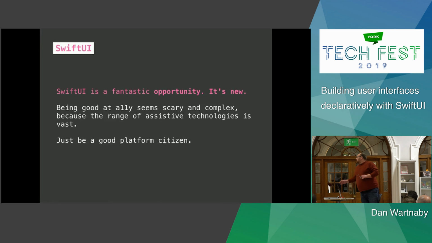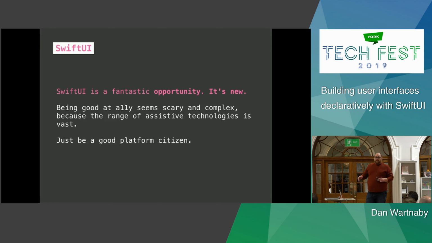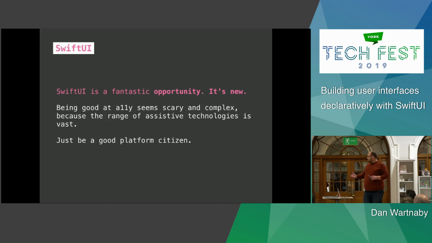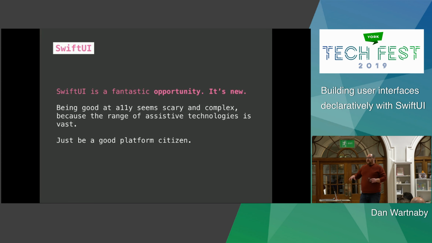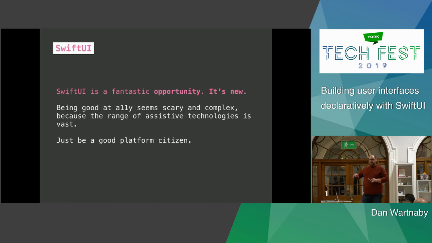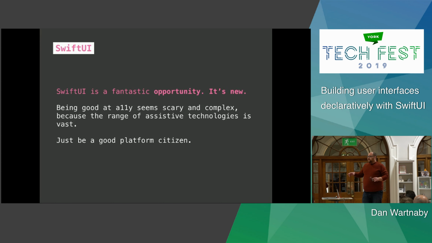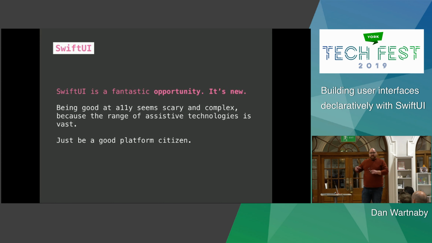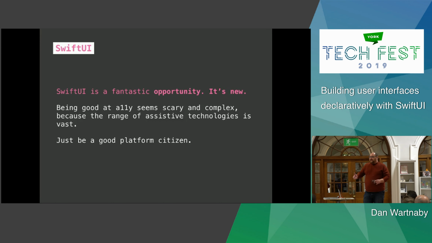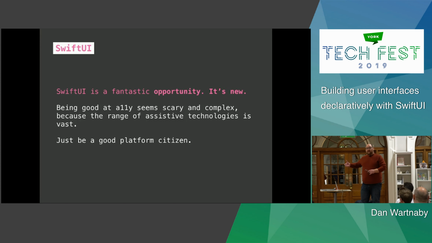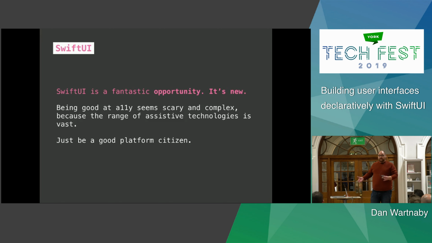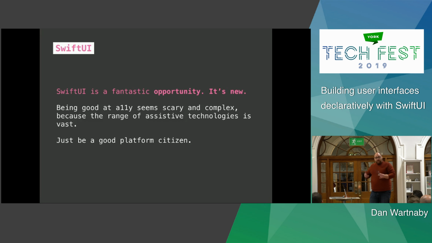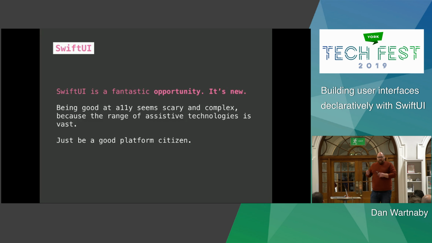Okay, so SwiftUI is fairly new. It came this year. It's a declarative way of doing things. And it's really great because accessibility seems scary because the range of assistive technologies is vast. And you sometimes feel that you need to understand all of those things in order to have a good, accessible piece of software. But the truth is, just being good on your platform, whatever your platform is, makes for good accessibility. The web is pretty good accessible if you put the effort in. SwiftUI is very good for accessibility if you put the right effort in.